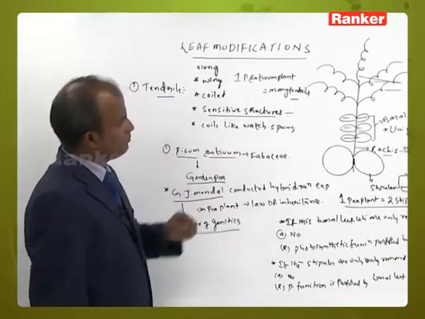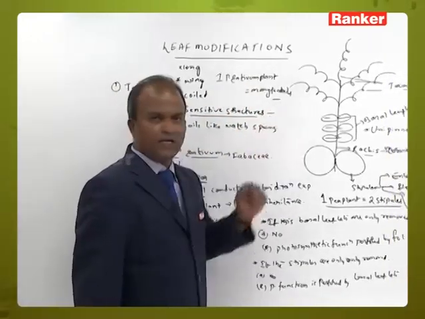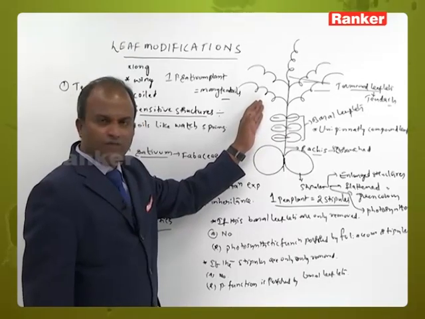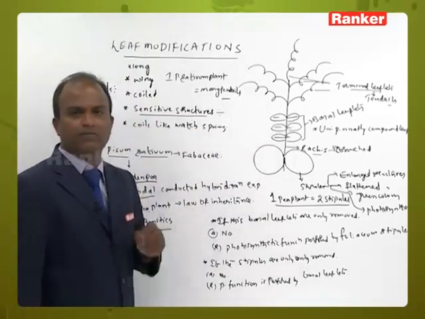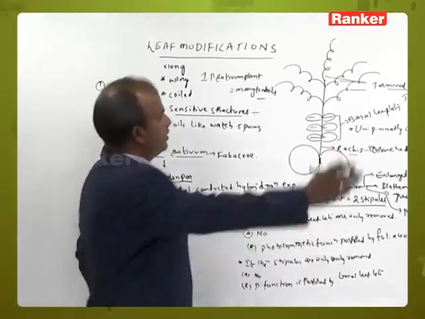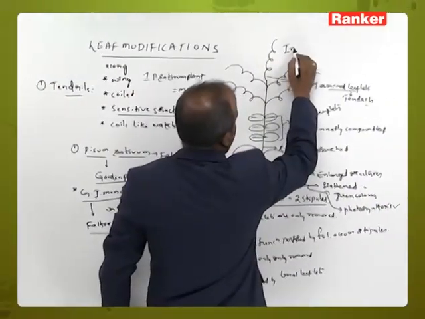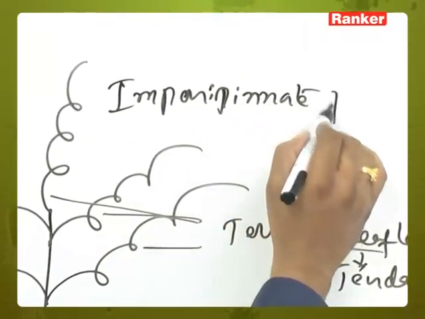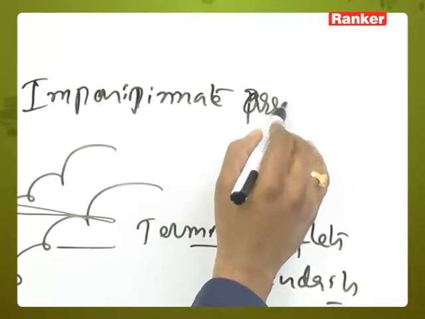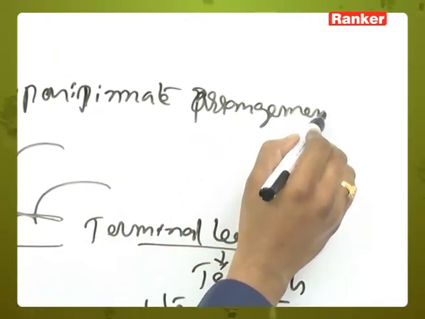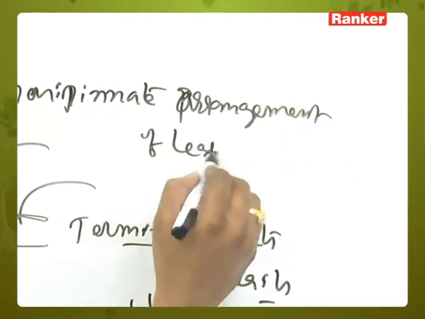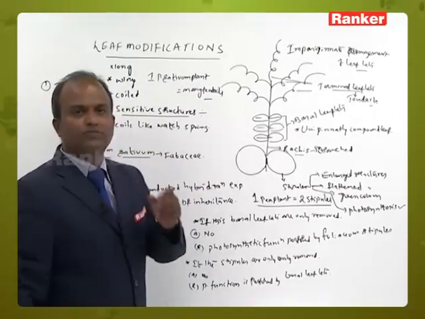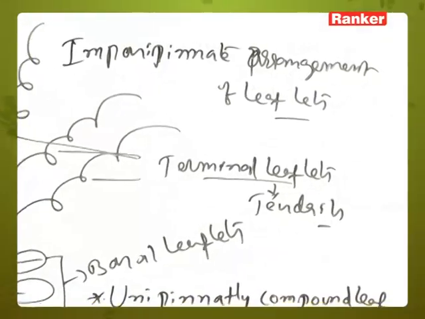And one more thing here: based upon this diagram, are the leaflets arranged in paripinnate arrangement or imparipinnate arrangement? It shows imparipinnate arrangement of leaflets. What is meant by imparipinnate arrangement of leaflets?